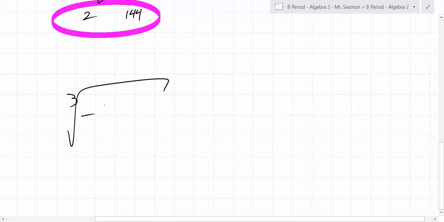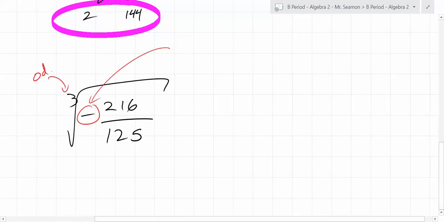Cube root of negative 216 over 125. First of all, can you take the cube root of a negative number? Yes, you can, because this is odd. You can take an odd root.